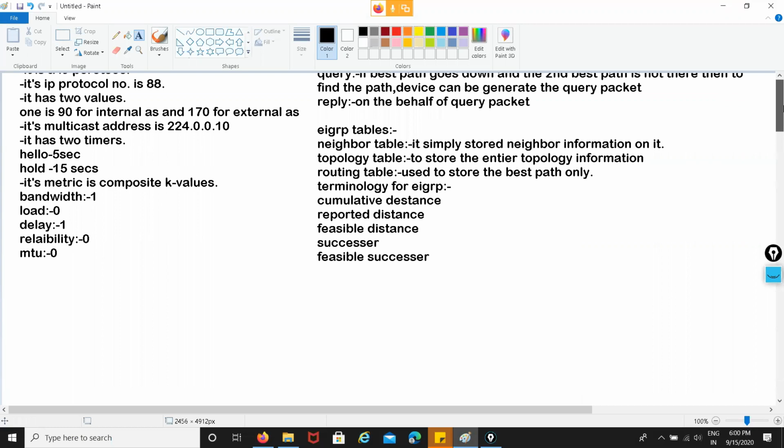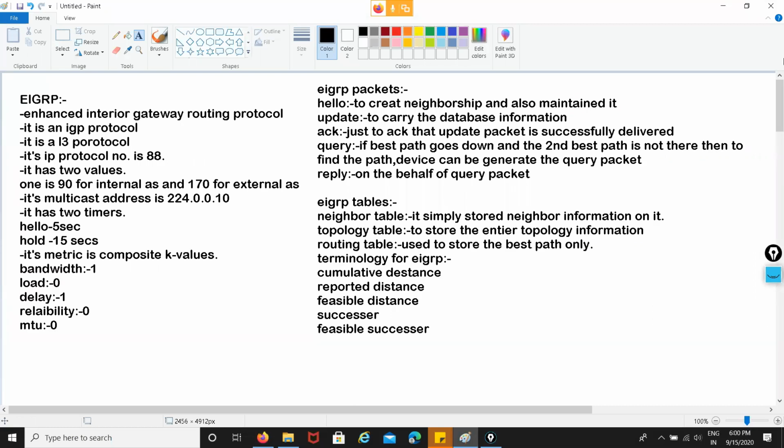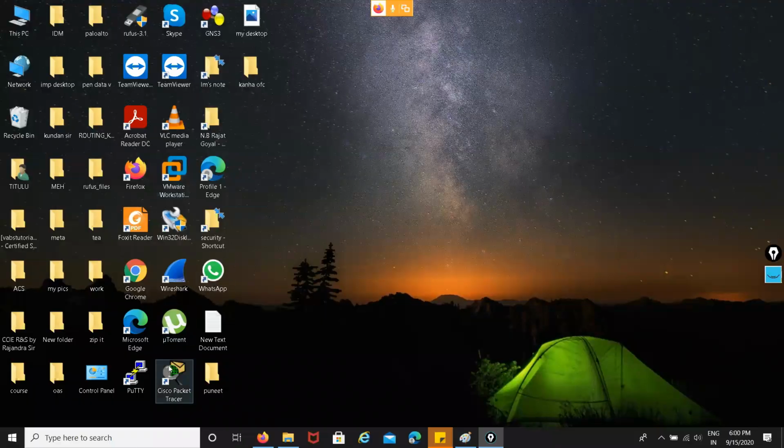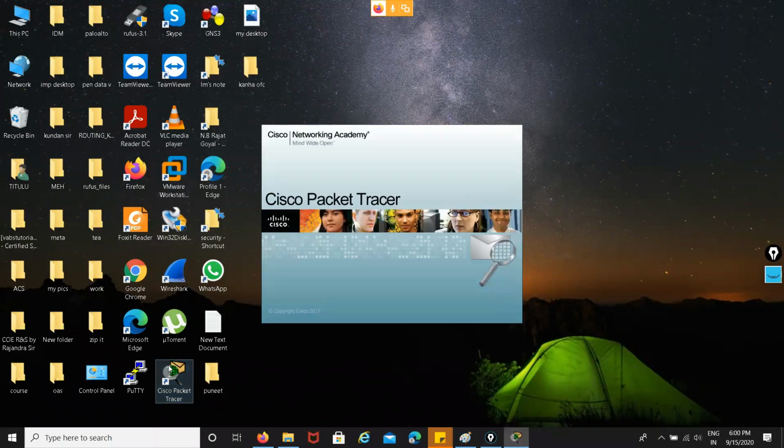So now the time to do the practical. So just open our Cisco Packet Tracer and start doing practicals. So we are doing the same practical that we did yesterday. Exactly the same topology, to reconfigure that particular topology by using EIGRP.